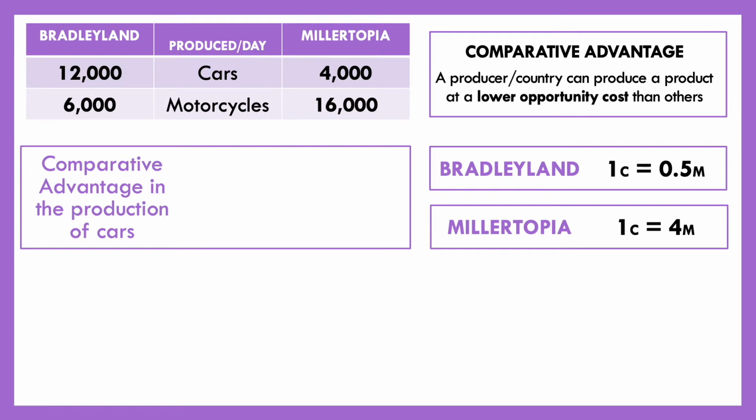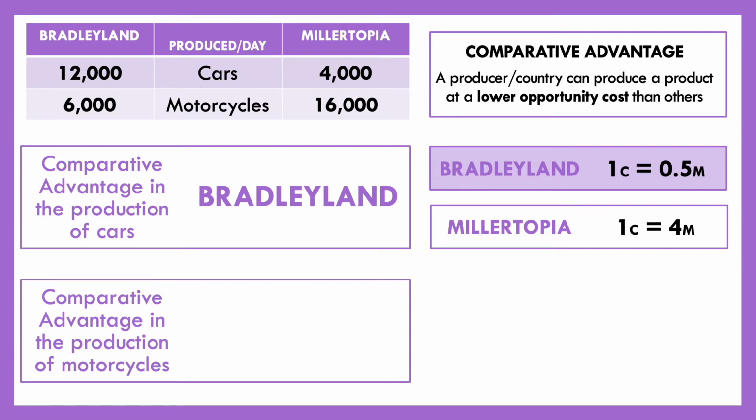So who can produce one car and give up fewer motorcycles in the process? Well, obviously, it's Bradley Land because 1/2 is less than 4. And so Bradley Land has the comparative advantage. Well, what about when it comes to motorcycles?